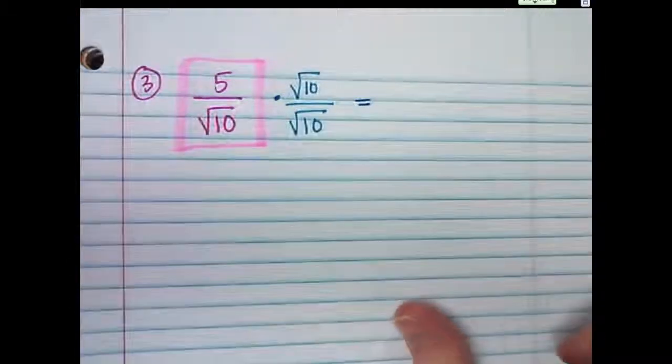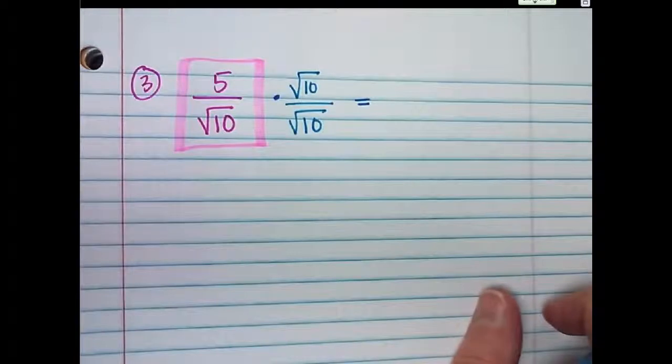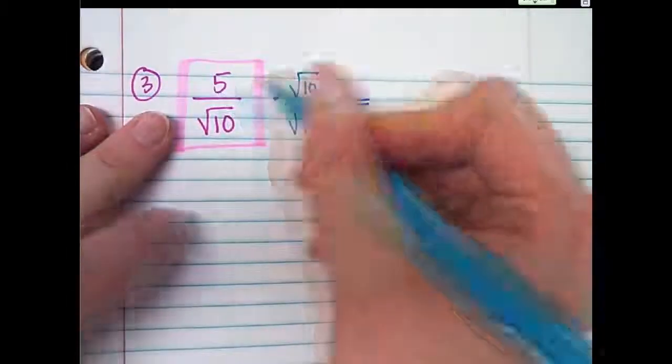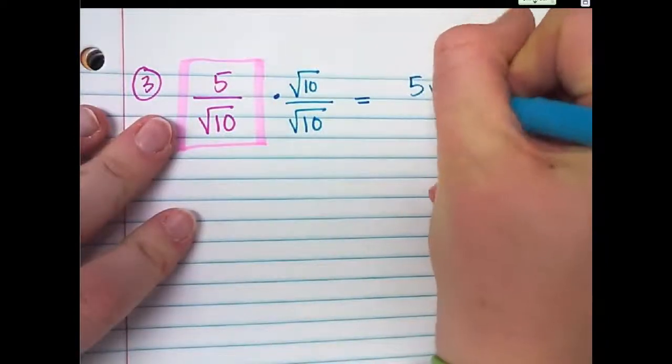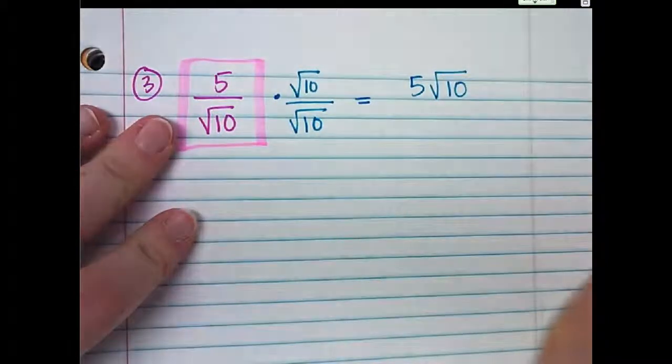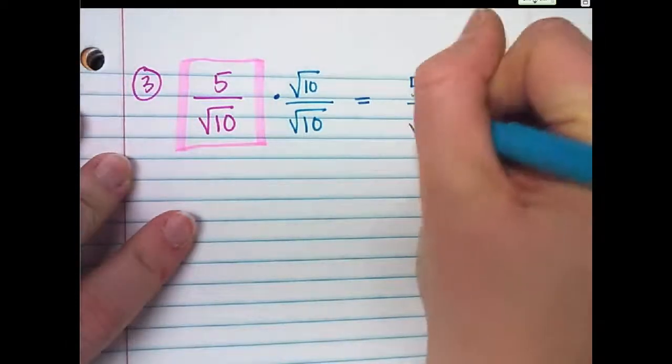So what do I get on the top when I multiply? 5 square root 10 on 50. Be careful. This one's not in a radical and this one is. So I just put them next to each other. 5 square root 10 over square root 100.